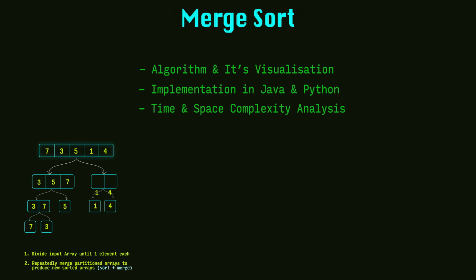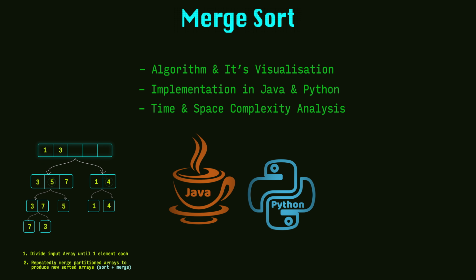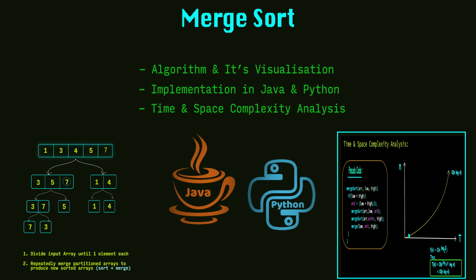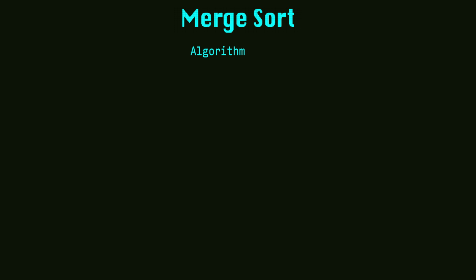Today we are going to explore one of the important sorting algorithms, that is merge sort. We'll go through the merge sort algorithm and its visualization with an example, implementing merge sort in Java and Python, and finally we'll explore the time and space complexity of merge sort. Let's start with the algorithm and its visualization.